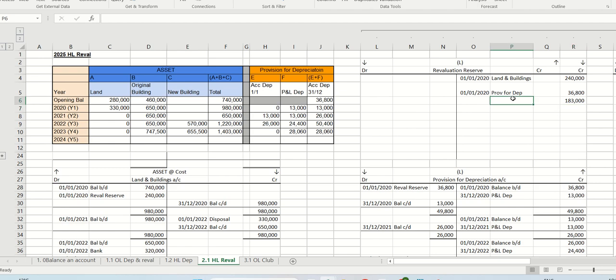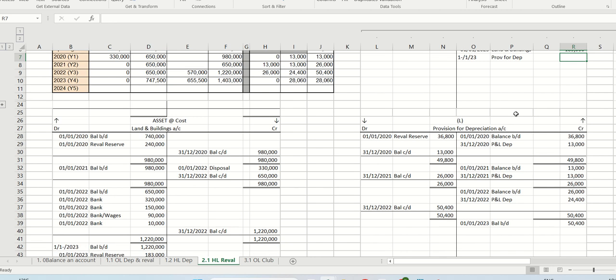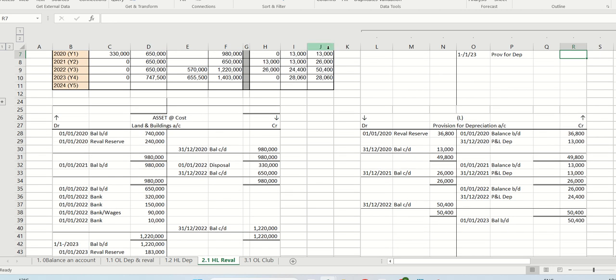So revaluation reserve for land and buildings on the 1st of the 1st, 23. And then I'm also going to wipe my provision for depreciation. So we're going to do that entry there now. So I'm getting rid of all my depreciation. I'm going from 50,400 to zero. My balance here is 50,400. I am getting rid of it. This asset did not lose value. We got it valued by an auctioneer and it didn't lose value. So that depreciation number is not accurate. So we must wipe it, clear it, get rid of it.